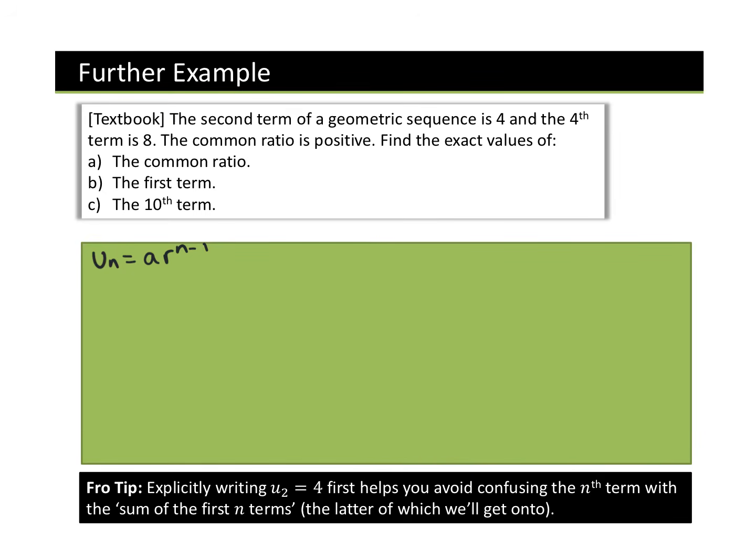Off you go. Okay, so the second term of a geometric sequence is 4. So, you can do 2 things here. When in doubt, draw it out. 1, 2, 3, 4, 5, 6. It says the second term is 4. This is u2. So this means u2 equals 4. Now, I prefer you to write u2 equals 4.